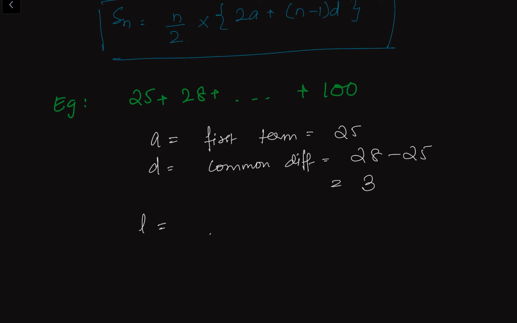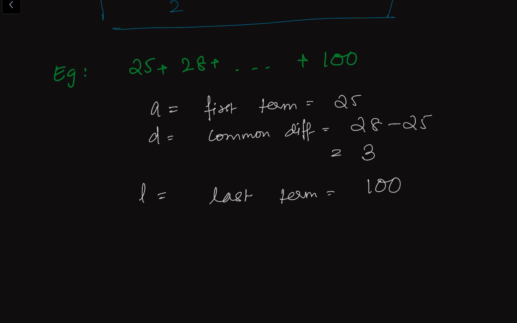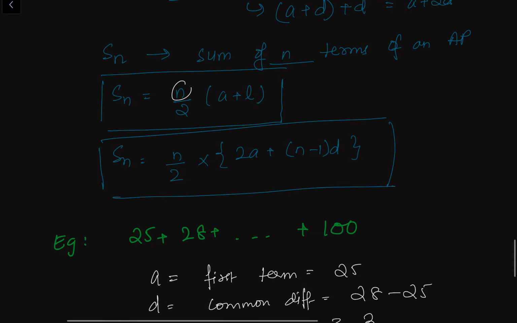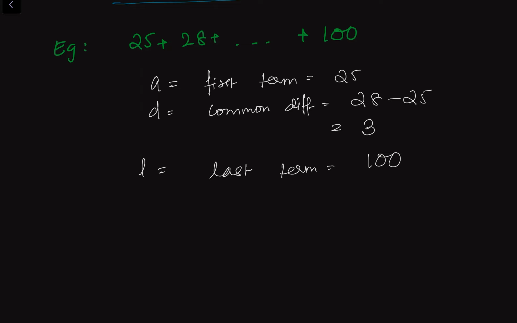L here, because we have to find the sum, and we know in both formulas, not in the second one, but in the first formula, which is the easier one, we will need it. So if we have been provided with the last term, we will write it as well. Now we have to find the sum of the series, but we don't know the number of terms, and the formula needs an n. So like I taught before, first we will have to find n.